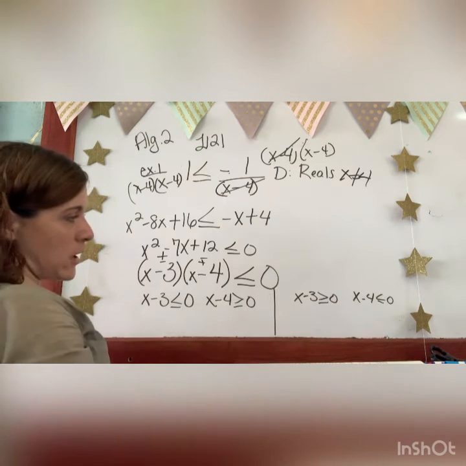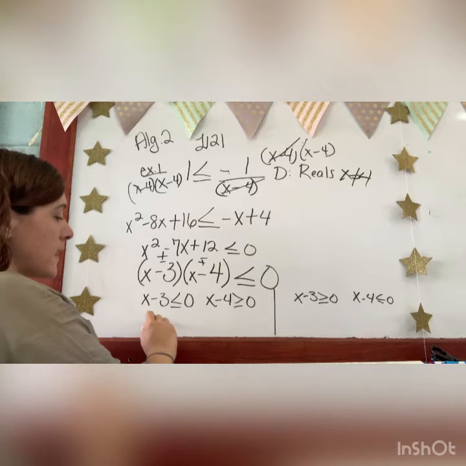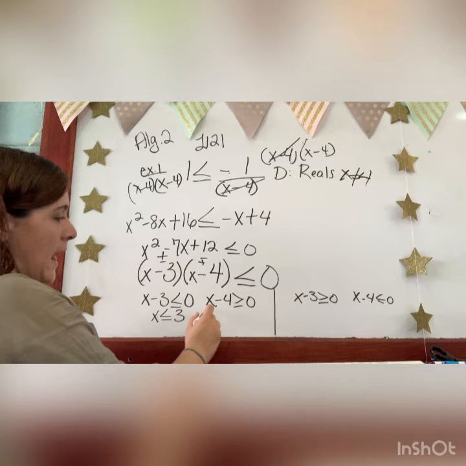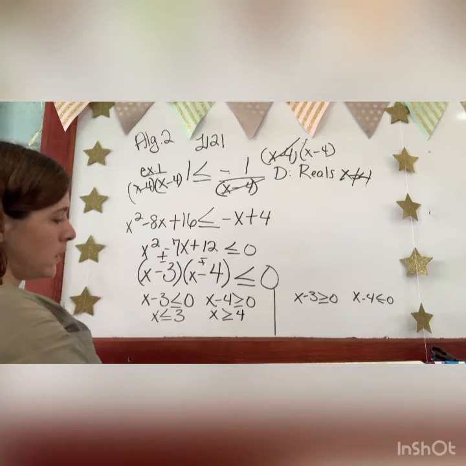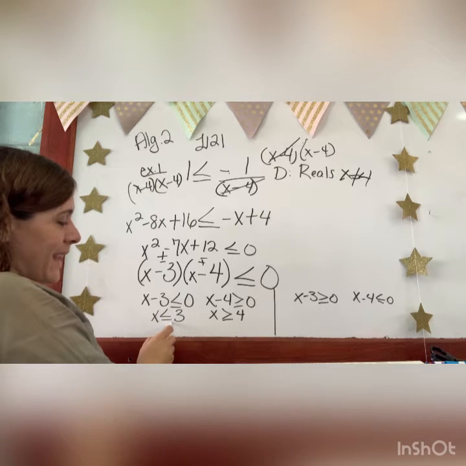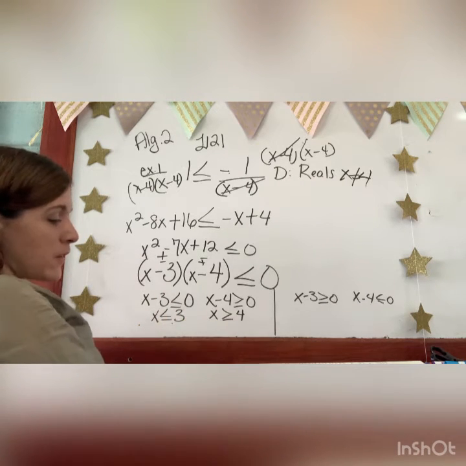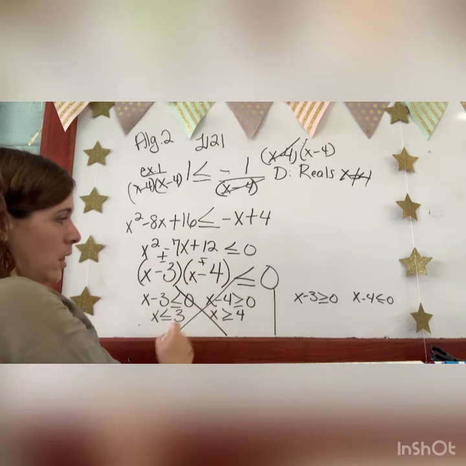There's 2 options here, right? Told you it was weird. Okay, so this is going to be x is less than or equal to negative 3, and x is greater than or equal to 4. Well, is that possible? Can something be less than negative 3 but greater than positive 4? No. Let's look over here.